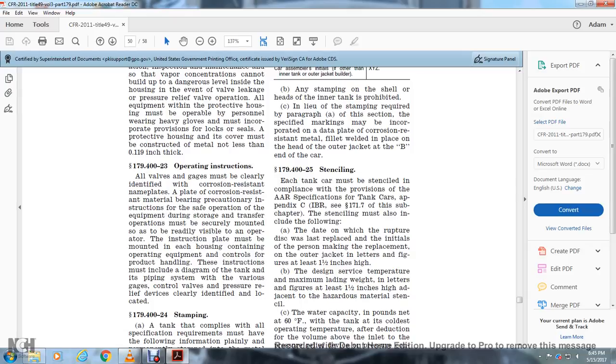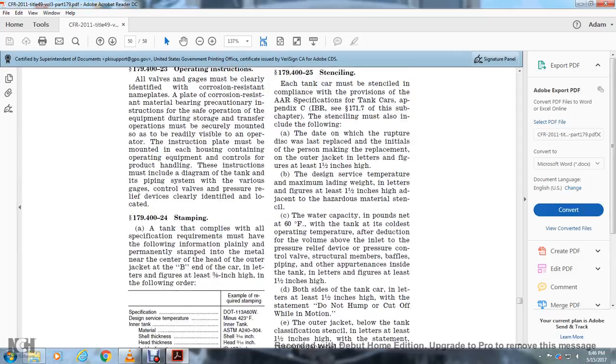179.423. Operating instructions. All valve gauges must be clearly identified with corrosion resistant nameplates of corrosion resistant material, bearing precautionary instructions for the safe operation of the equipment during storage and transfer operations, securely mounted so that they are readily visible to the operator. The instruction plate must be mounted with each of the housings containing the operating equipment controls. The instructions must include a diagram of the tank and piping system showing the various gauges, the control valves, and the pressure relief devices, clearly identified and located.